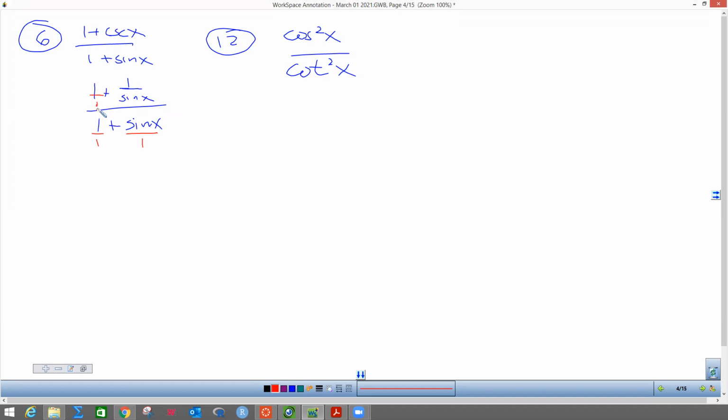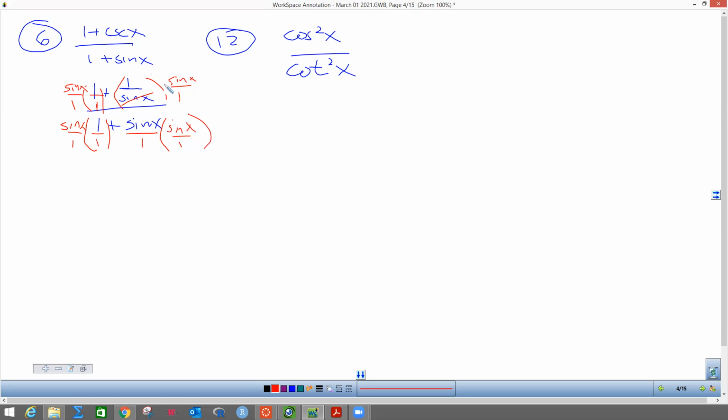And then I get the LCD. So the LCD is the 1 times sine, which is sine. So I'm going to multiply sine over 1 by every single part. I'm multiplying the top and the bottom by sine over 1. The LCD, that's sine. So I'm multiplying every single part. It's a distributive property.